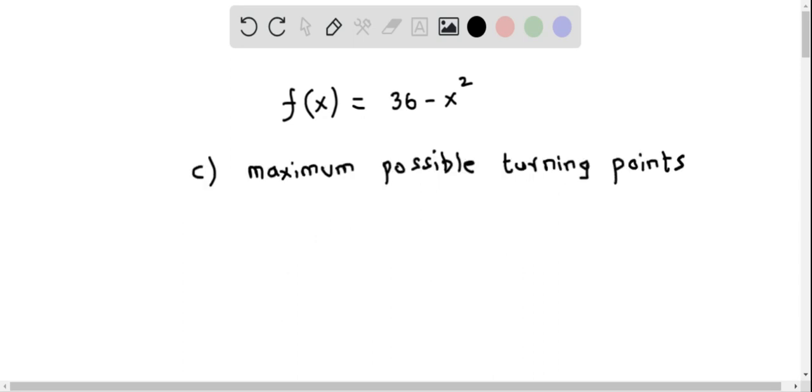Let's answer part C. Here we have to determine the maximum possible turning points. Looking at this function, this is a quadratic function. So according to the definition of a quadratic function, it will have exactly one turning point.